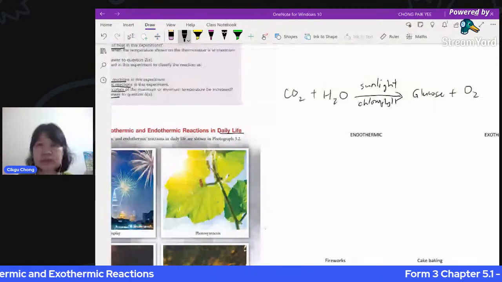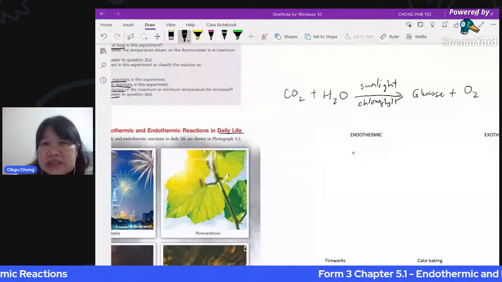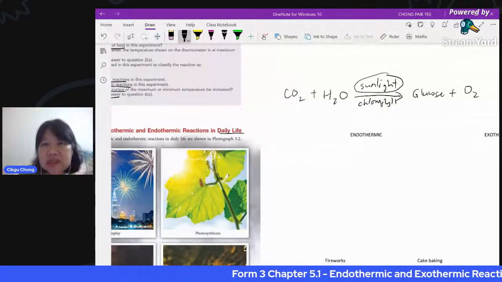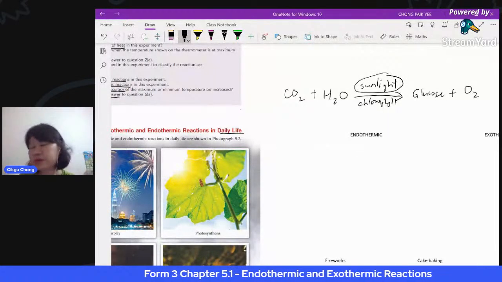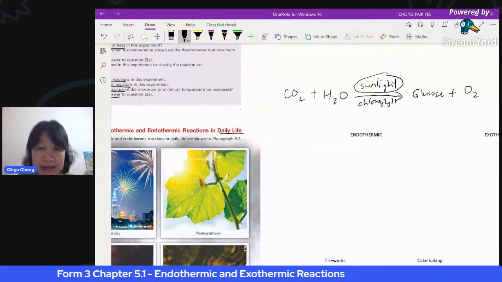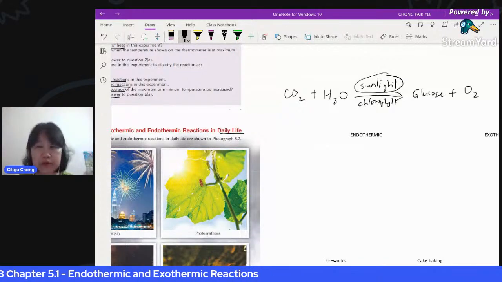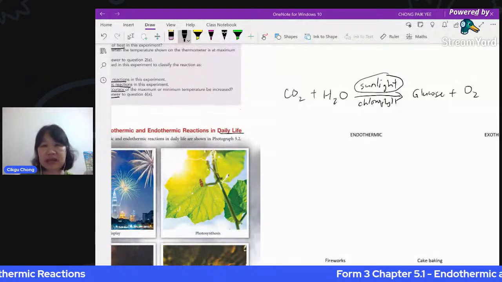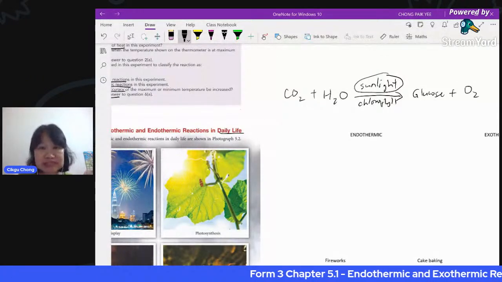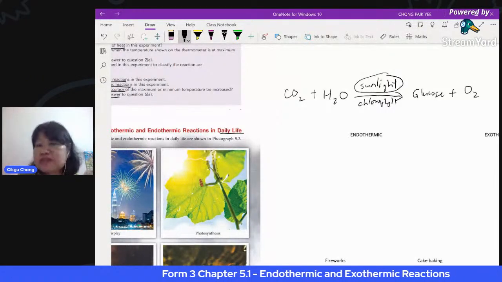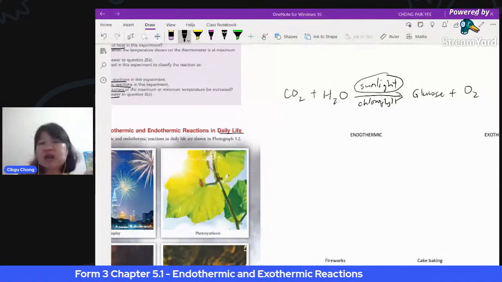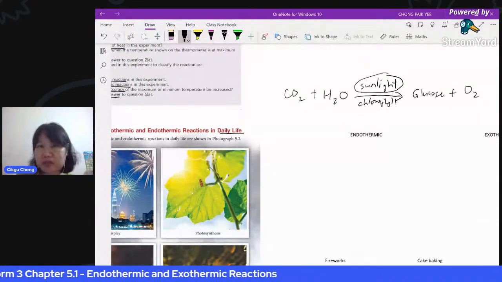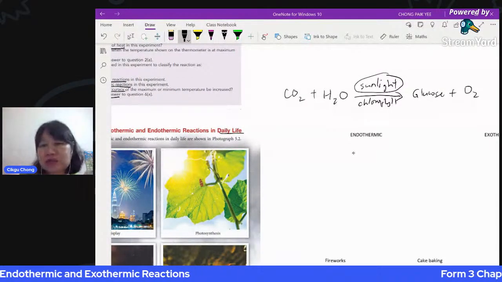So what happens here is the sunlight is absorbed. In order for the plant to produce food, it has to absorb sunlight. You always say absorb sunlight, absorb heat, absorb energy from the sun. So from the word absorb, you already know. Absorb means it is absorbing the heat. So absorbing the heat is under which one? Endo or exo?